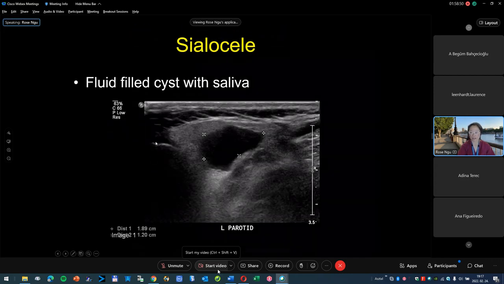And that appears to control them, but they do need regular washout of the salivary ductal system. Sometimes when you scan the parotid gland, you come across cysts. They can be fluid-filled cysts with saliva, as you can see here. This is known as a sialocele. They are benign. You can drain them, but they can come back.